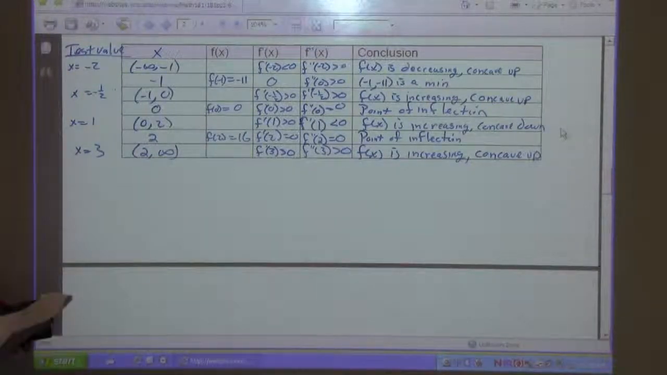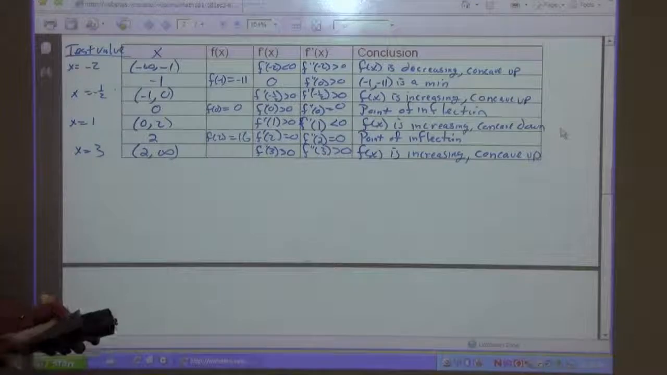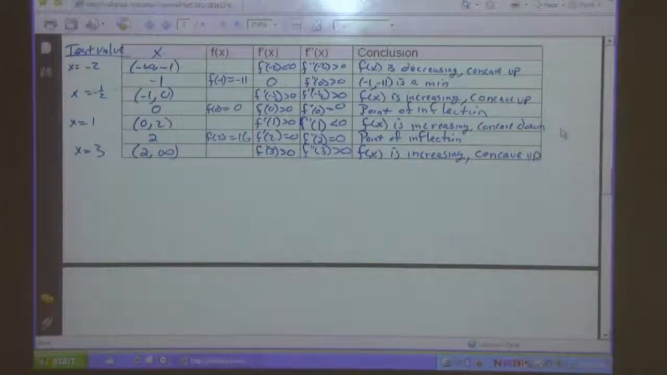Whew, that was a lot of work. Let's go on to the next page.